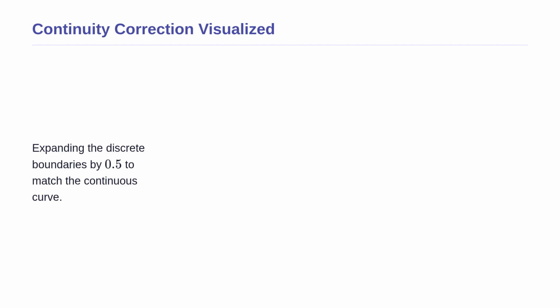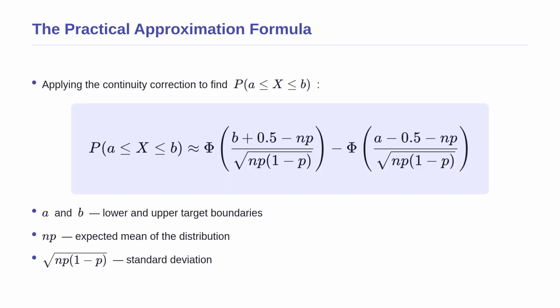To capture that full area using the smooth curve, we have to start at the left edge of the block, which is 4.5, and end at the right edge, which is 5.5. This visual perfectly explains why expanding our boundaries by 0.5 is absolutely necessary. Now that we understand why we need to adjust our boundaries, let us look at the final, highly useful formula that you will use to solve actual problems. Conceptually, this formula takes our target range, applies the continuity correction, and standardizes it so we can look up the answer in a probability table.